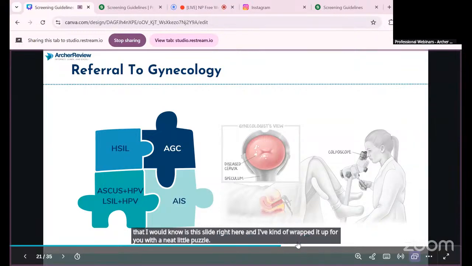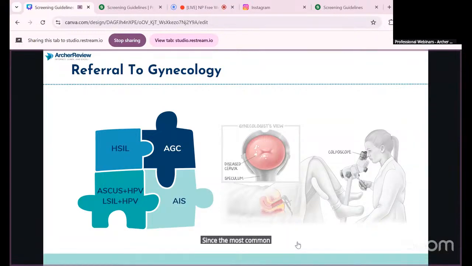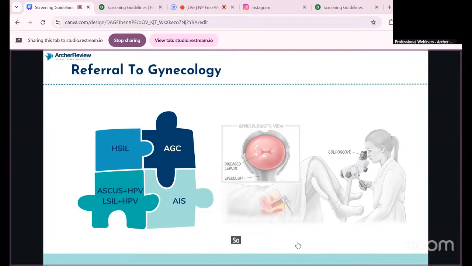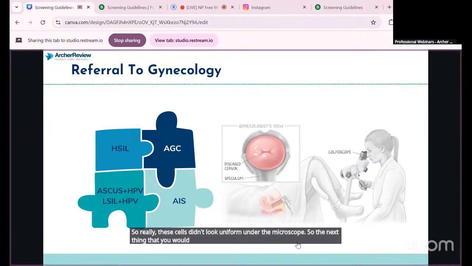Since the most common finding is ASCUS, we know that this can be caused by HPV. It could be caused by intercourse, the tampon, just anything that causes that cellular disruption, like I just mentioned. So really, these cells didn't look uniform under the microscope. The next thing that you would do if you have ASCUS come back is to have the HPV test run.